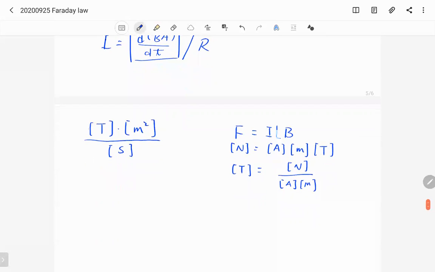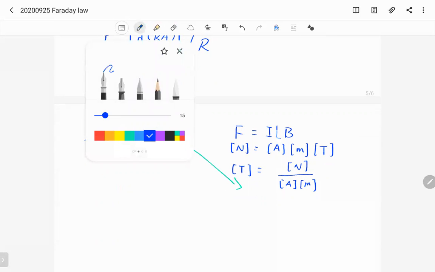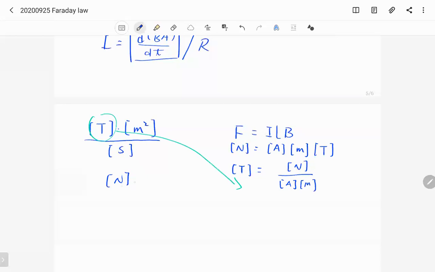Okay, so we replace the Tesla by plugging in this formula. So we have Newton meter square over ampere meter and second. And we have meter square on the numerator, and meter on the denominator. So we erase 1 meter. Then you will find that Newton times meter is joule. That's the energy, right? The energy is on the numerator.